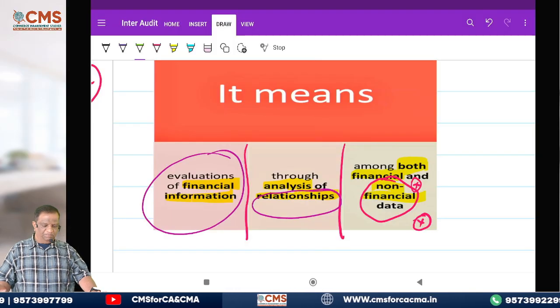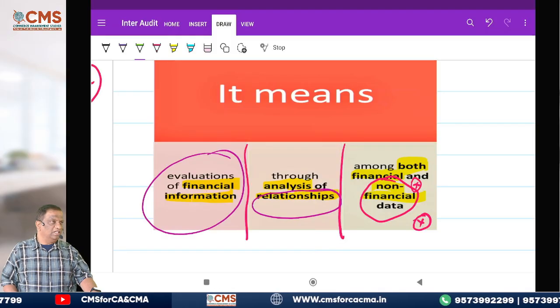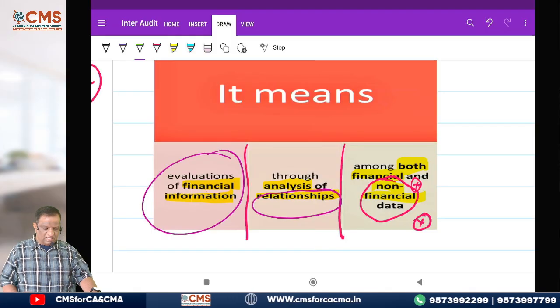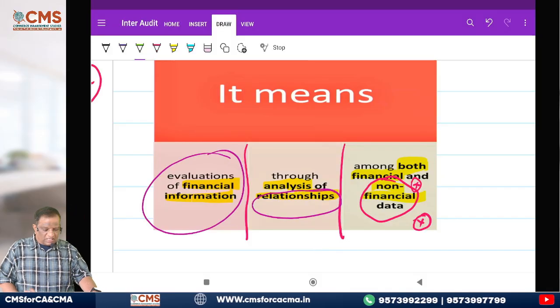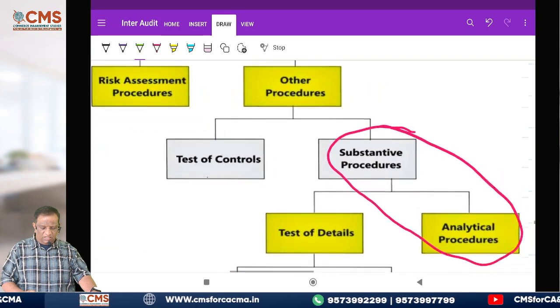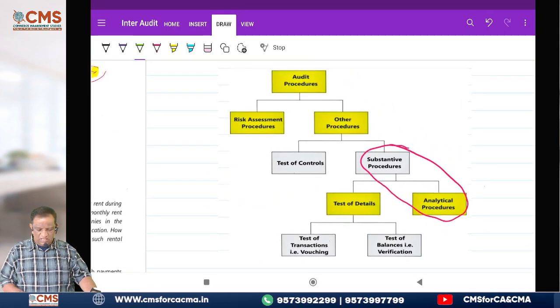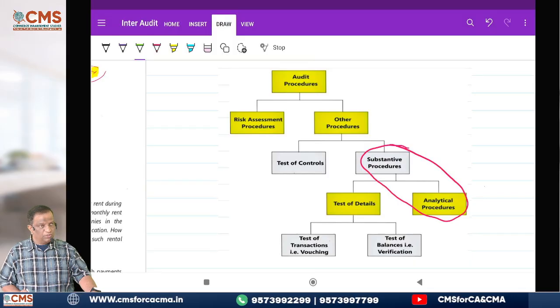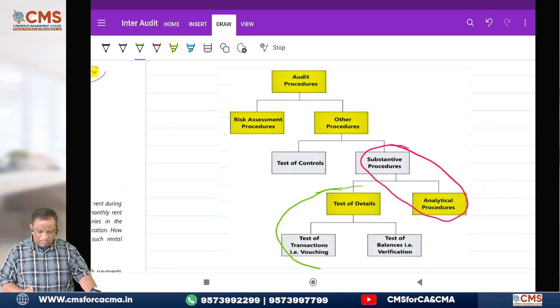Now you tell me, are these analytical procedures routine or non-routine? Because he is asking that. Is it routine or non-routine? So analytical procedures are non-routine. Then what are routine? We didn't get time to discuss the audit procedures. This is where analytical procedures come in, and the test of details, all these are routine.